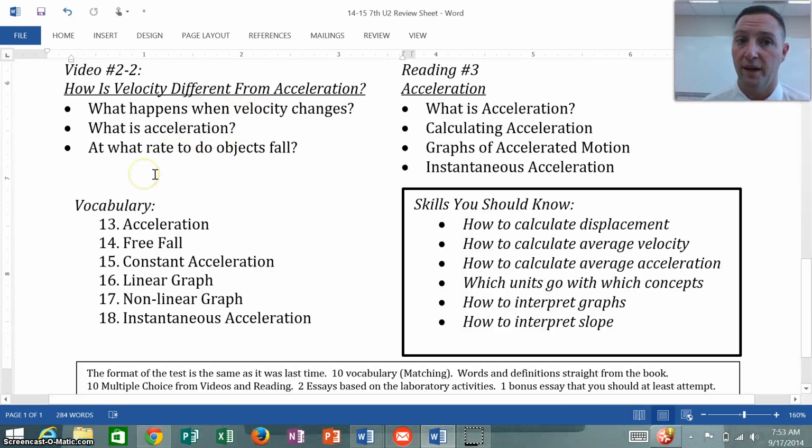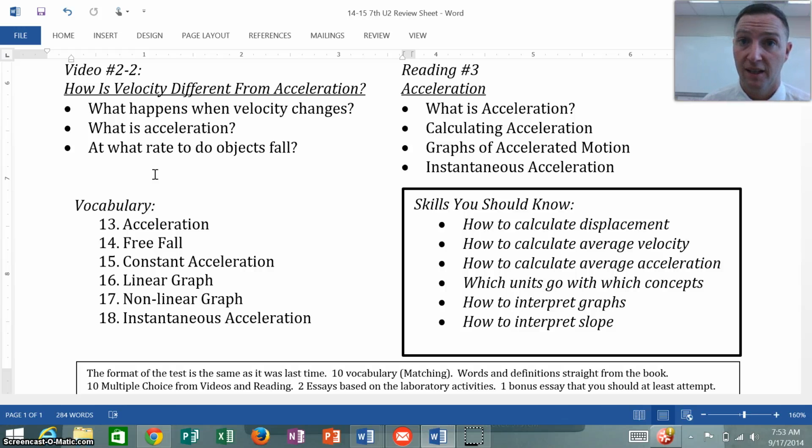The video went into at what rate do objects fall. This is called free fall. When an object accelerates due solely to gravity, its velocity is going to increase and increase and increase. The velocity does not stay the same. It gets faster. The rate of acceleration is constant. On Earth, all objects in free fall accelerate at 9.8 meters per second squared. So it increases by approximately 10 meters a second every second.